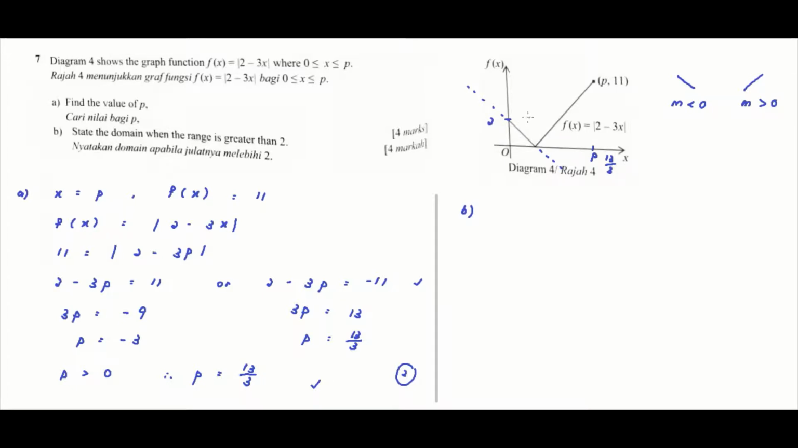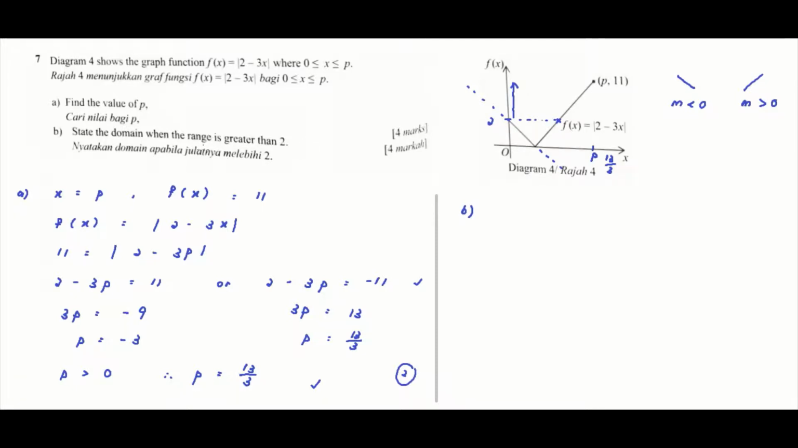But no worry. If let's say you didn't get the idea that this is 2, what you can try to do is after you substitute, eventually you are getting to the same place. But the idea is when the range is greater than 2, this is the part where the range is greater than 2. Because if this is 2, anything above this is the range that we want, right? For the range that is greater than 2.